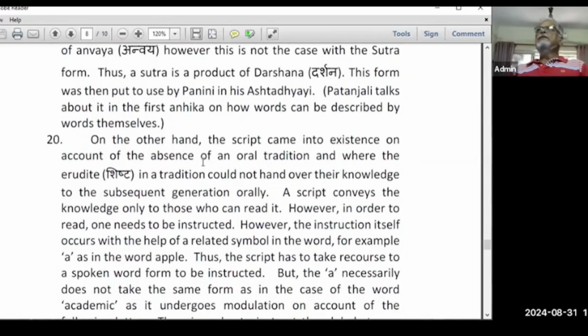On the other hand, the script came into existence on account of the absence of an oral tradition, where the erudite shishta in a tradition could not hand over their knowledge to the subsequent generation orally. A script conveys the knowledge only to those who can read it. However, in order to read, one needs to be instructed.